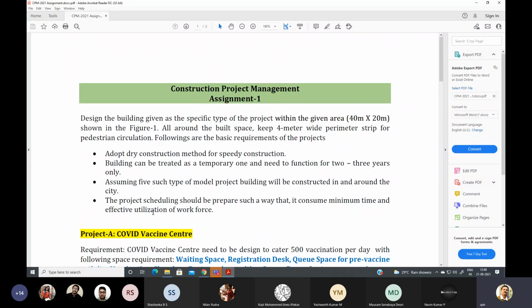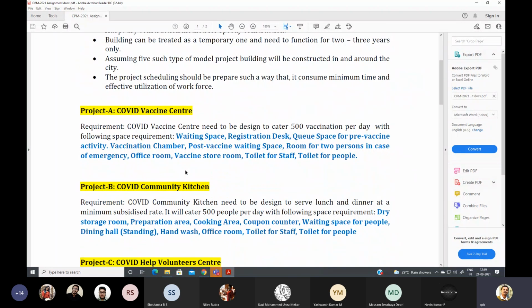Then you have to call the CIC help desk number. So you have to do that. I mean, minimum time and effective utilization. So now let us go very quickly.